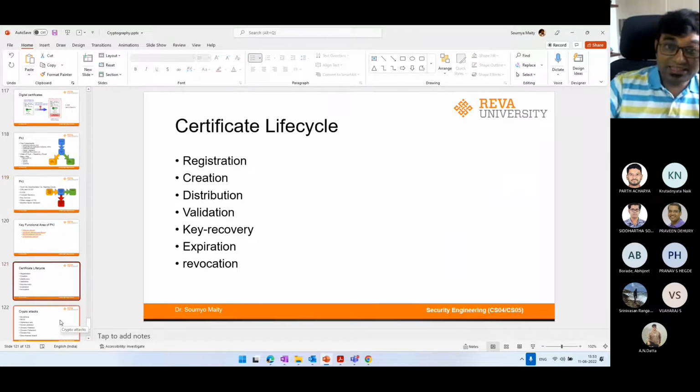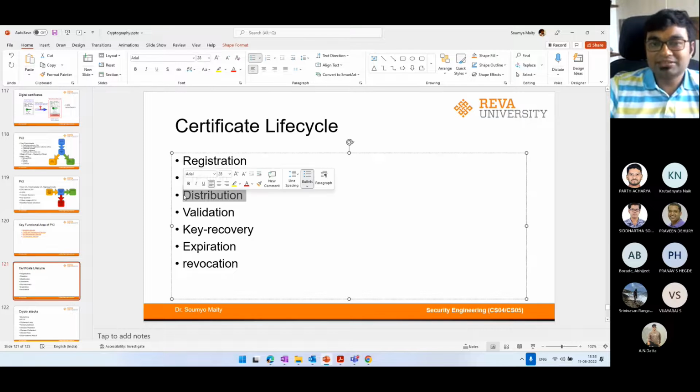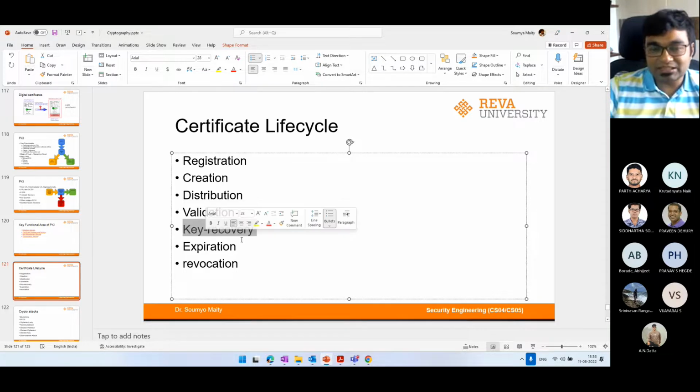There is something called certificate lifecycle. For every certificate, we have to register. We have to create the certificate. Then we need to distribute the certificate. Then validation of certificate, key recovery. Key recovery means how we are safekeeping the key, how we can recover the key.